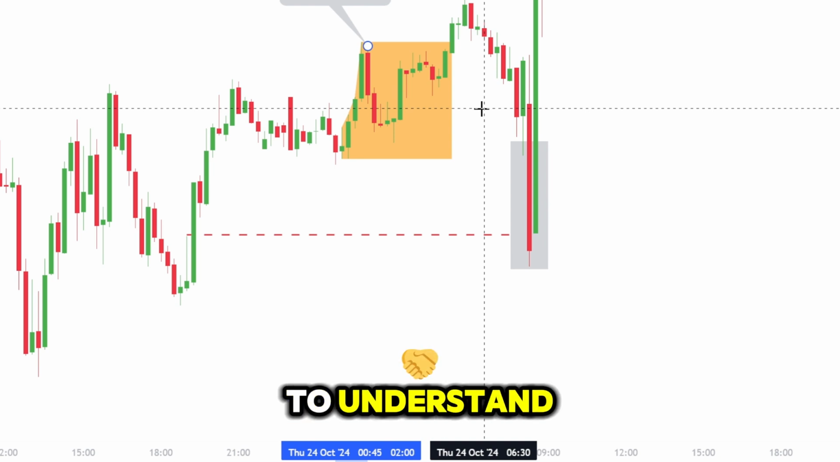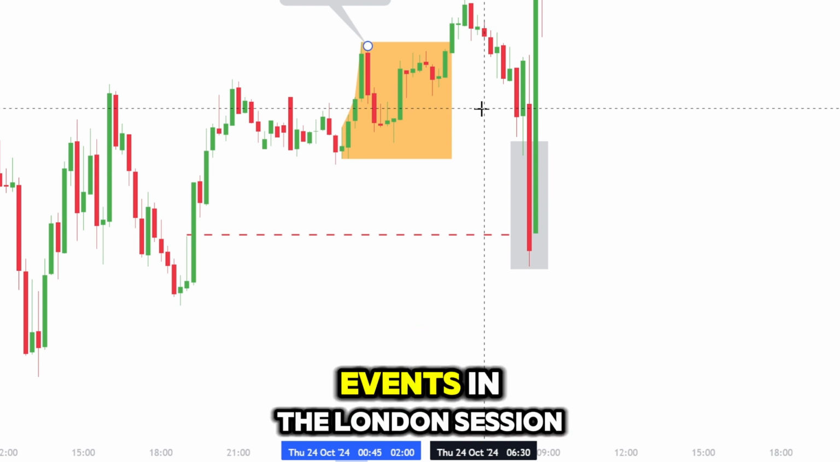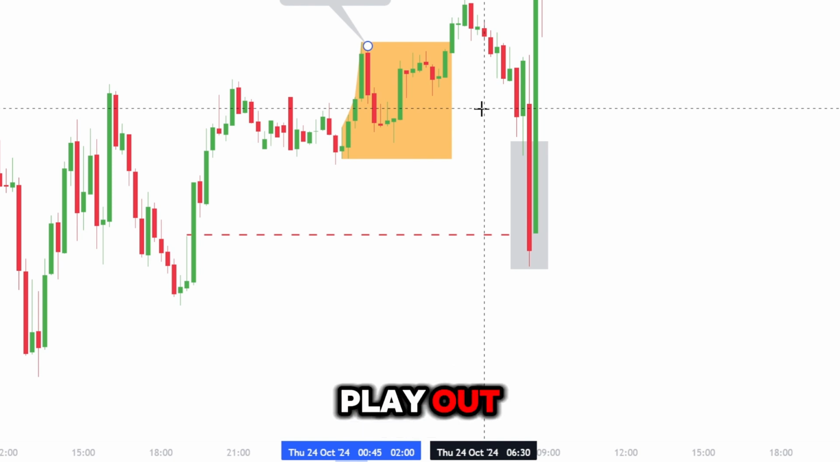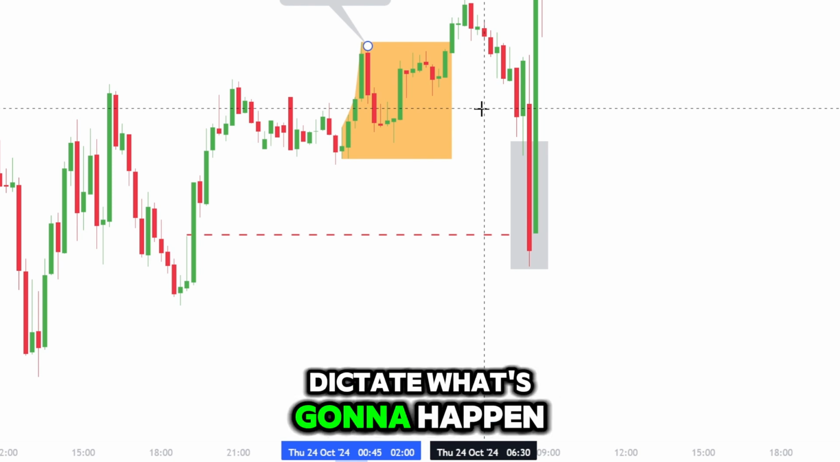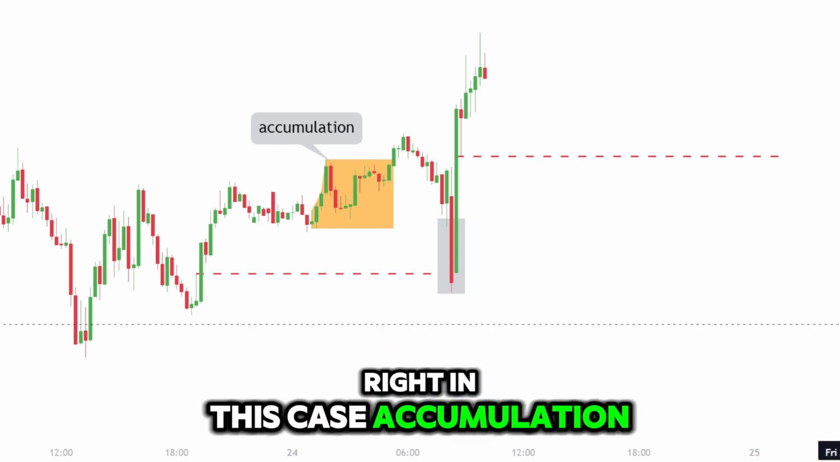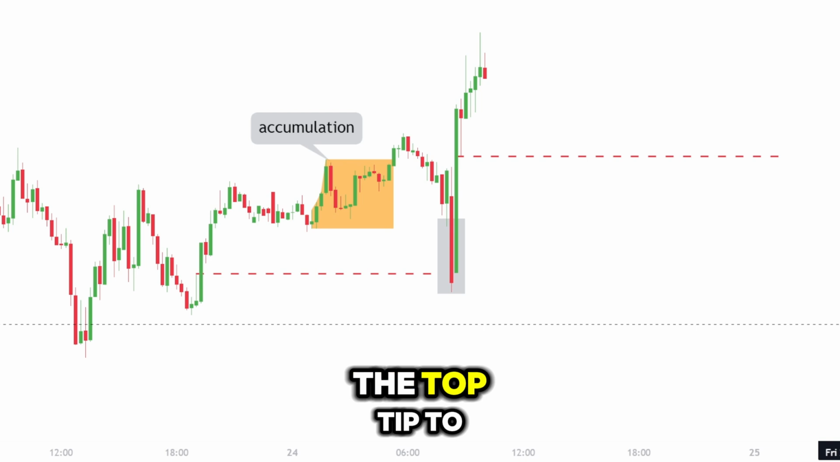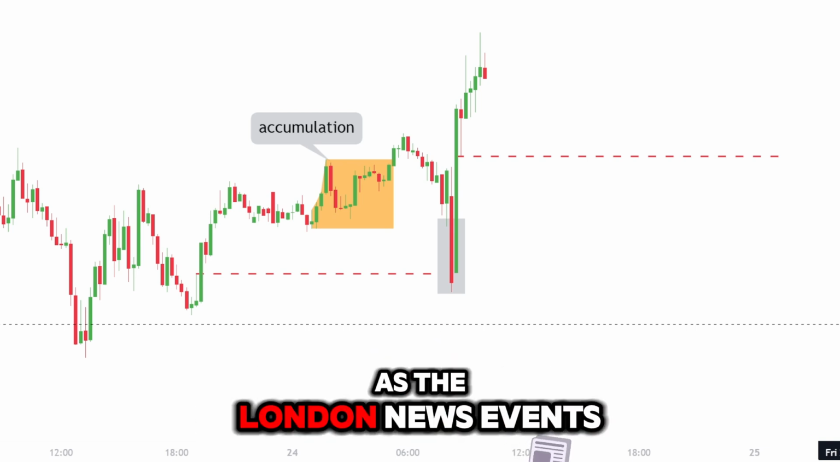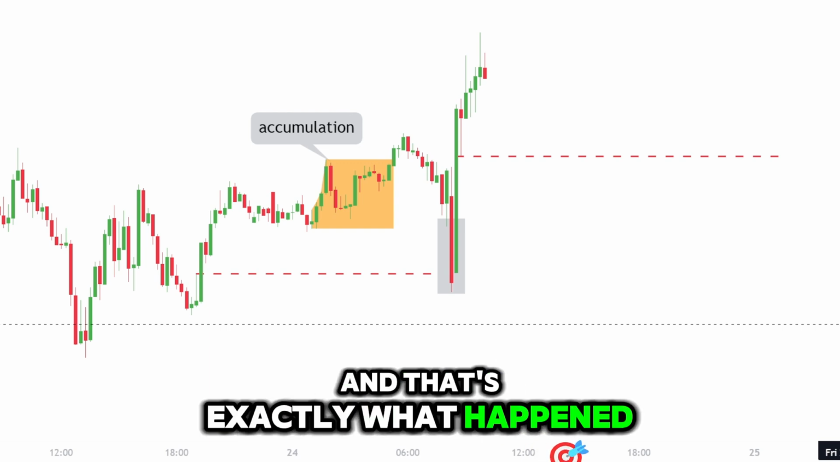And this is the secret to understand. When price has news events in the London session, you want to wait for price to play out, let the news events dictate what's going to happen, because the news events are the manipulation. In this case, accumulation, manipulation, and distribution. But the top tip to understand: your manipulation will come as the London news events play out. And that's exactly what happened over here.